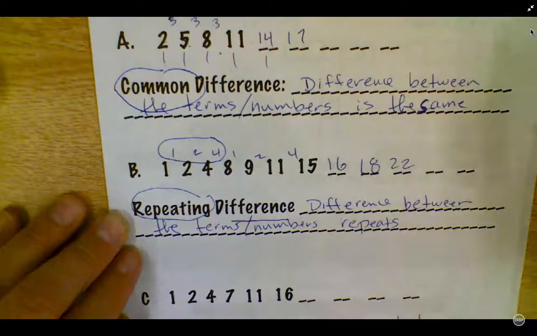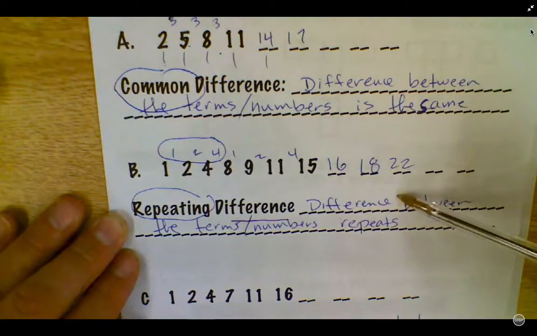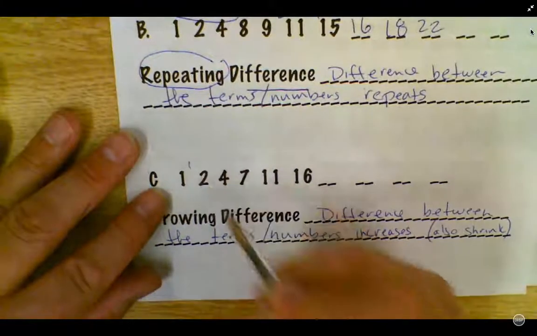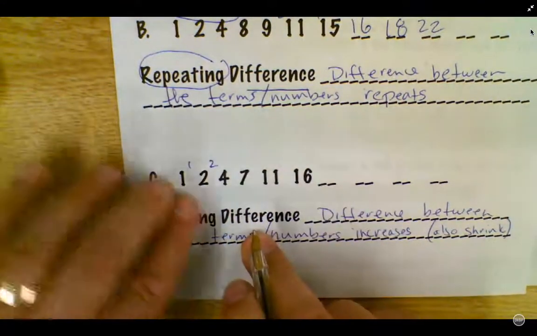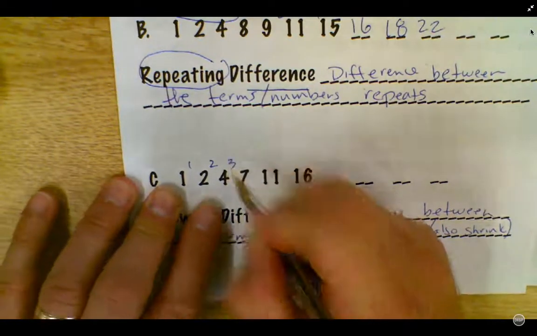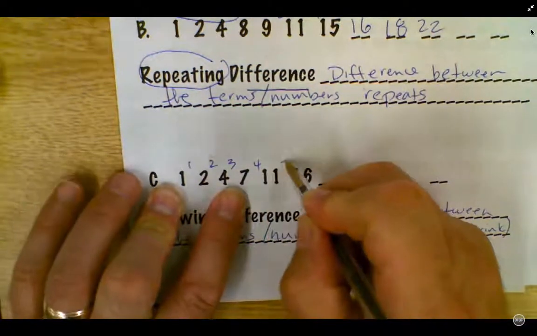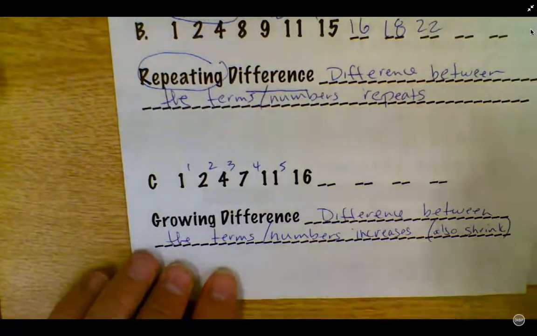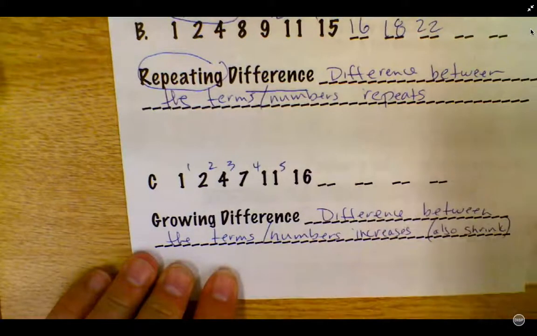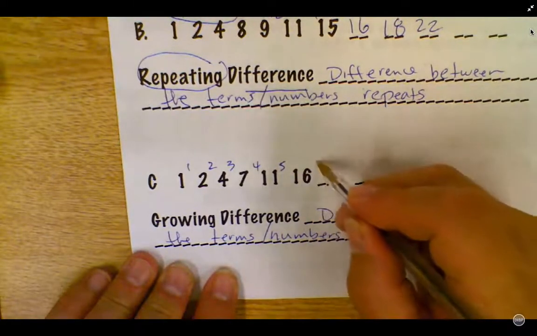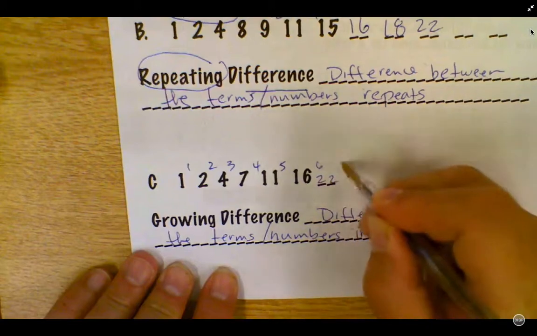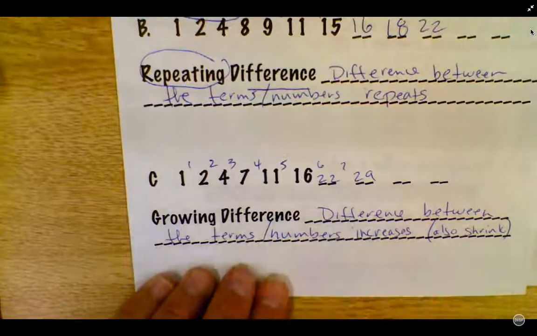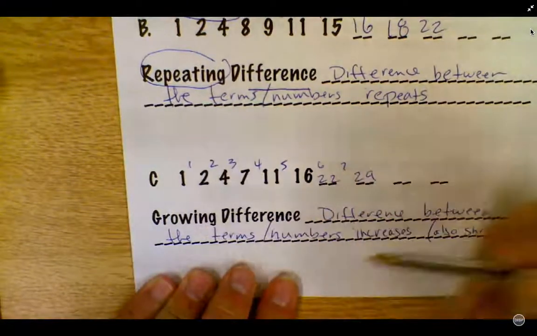So sometimes a pattern might have a common difference. Sometimes it might be a repeating difference. Let's go down here and take a look at this one. This one is a 1, and then I have a 2, so it's not a common difference. Let's keep going. Then I've got a 3, then a 4, then a 5, so I see it's increasing or growing. So this one is a growing pattern in that the difference between the terms, or the numbers, grows each time. So this one's going to be a 6, and that gives me 22. This one's going to be 7, and that's going to be 29. So in a growing pattern, the difference between the terms increases.